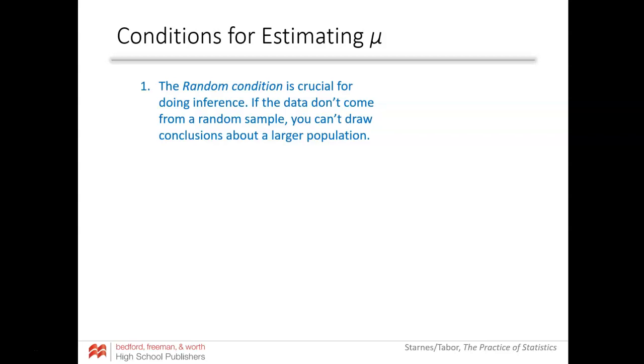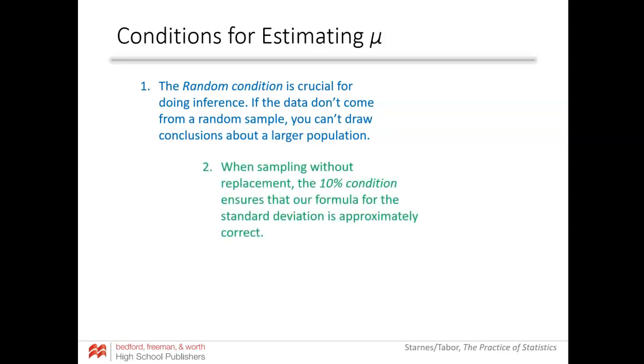So now let's talk about the conditions. And I think you're going to have a warm, fuzzy feeling here because it's the same conditions that we've worked with for what feels like forever. The random condition. It's crucial because if you don't randomly sample, you can't take your conclusions and extend them out to a larger population. So if you can't do that, why are you even doing this?